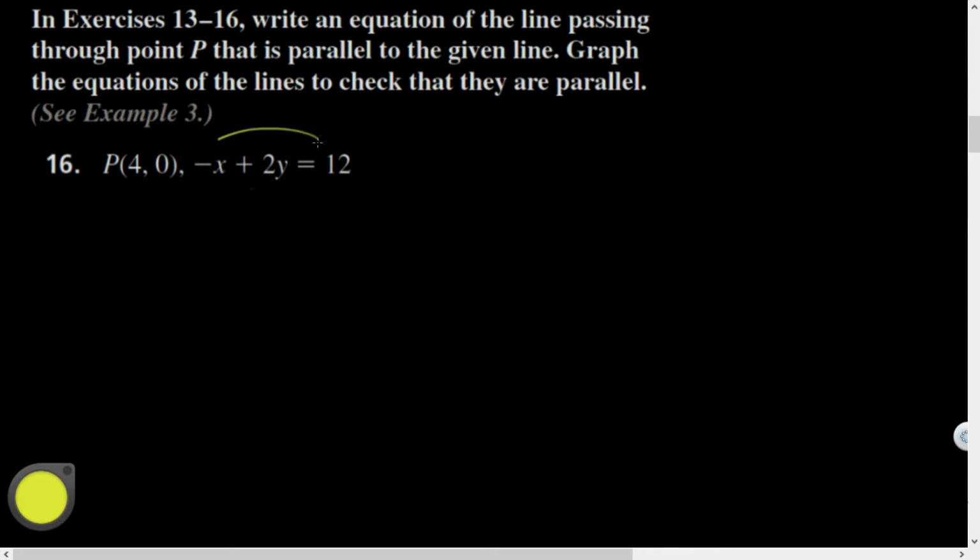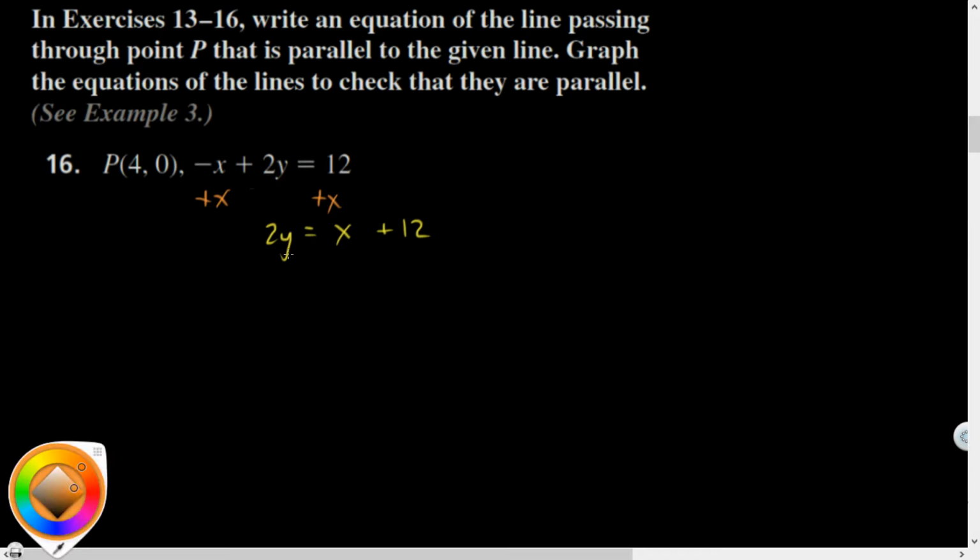Let's see. First thing, here's the equation of that line, and that is in what's called standard form. Actually, it doesn't even meet the standard form for some textbooks. But I'm going to solve this equation for y to put it in slope-intercept form so that I can determine its slope. And why would I care about the slope of this line? Because a line that is parallel to it is going to have the same slope.